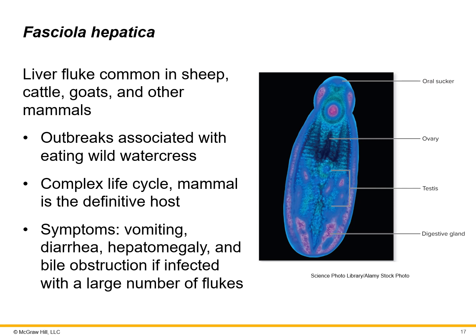Fasciola hepatica, as the name implies, we're going into the liver. So this is also a liver fluke. This is common in sheep, cattle, goats, and other mammals. Outbreaks are associated with eating wild watercress. It has a complex, unique life cycle where the animals or mammals are the definitive host, where sexual reproduction occurs. Some of the symptoms include vomiting, diarrhea, and hepatomegaly in the liver. Bile obstruction from a large number of flukes can also occur.